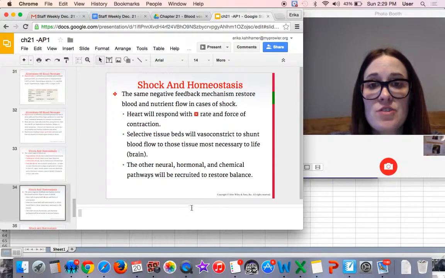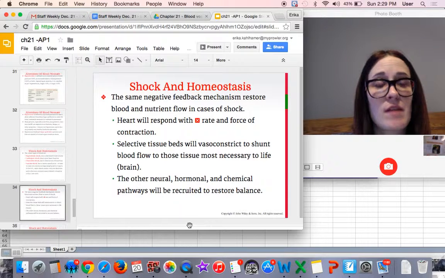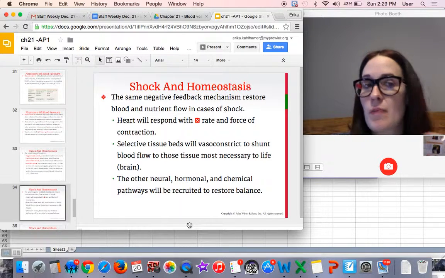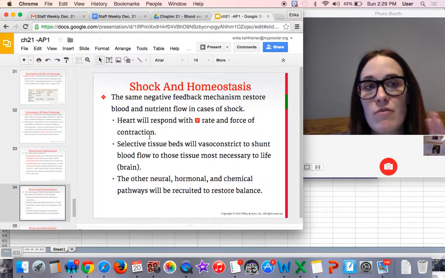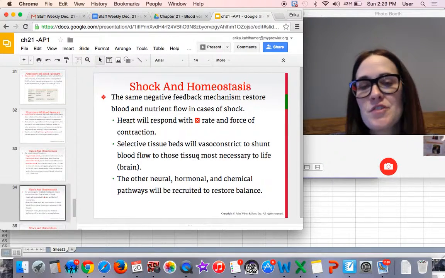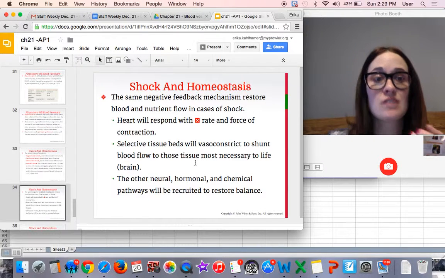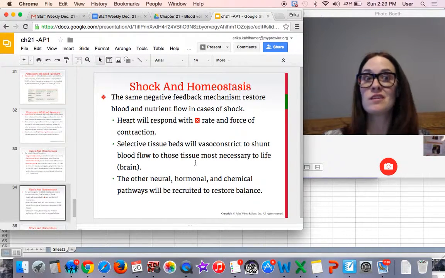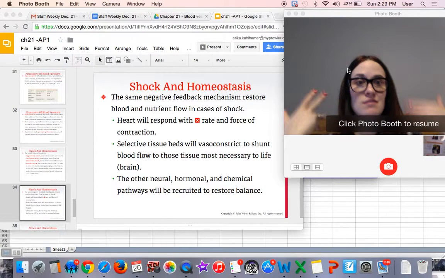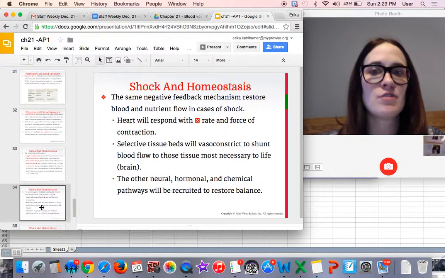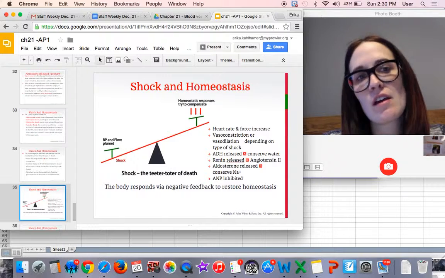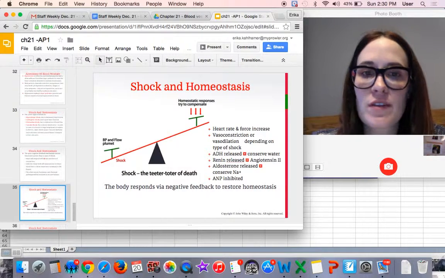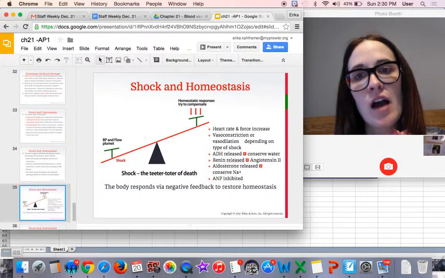When somebody's in shock, your body will work through negative feedback mechanisms to hopefully restore your body back to homeostasis and get the blood flowing properly. Your body responds by increasing the heart rate and the force of contraction. Other tissue beds will vasoconstrict, essentially cutting off blood flow to non-essential areas and getting it to the brain, etc. Hormones are involved heavily to restore balance. I'm not too concerned with you knowing the details. Just know what shock is, the four types, and how the body responds to shock.